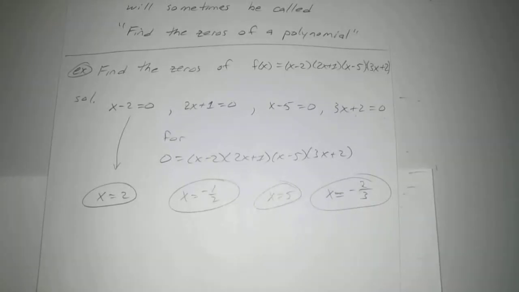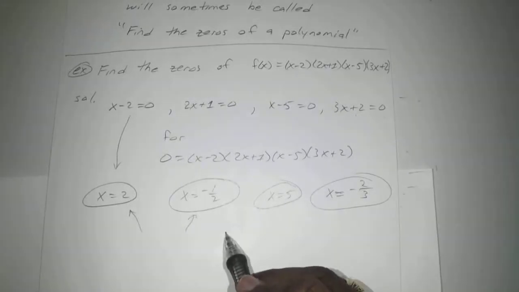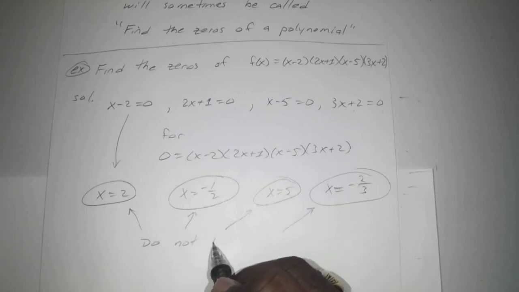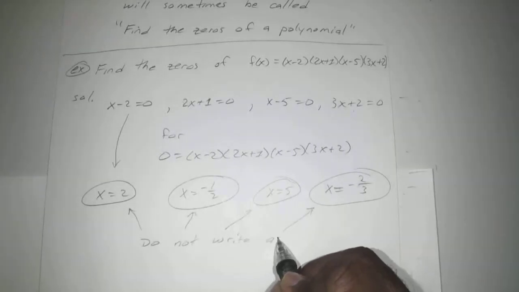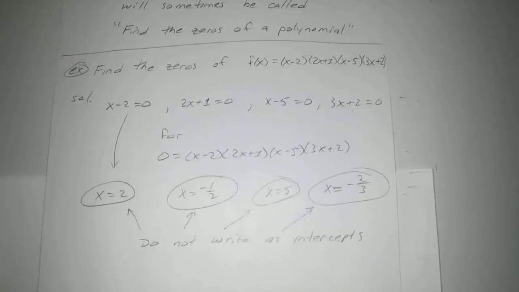Now the only difference is when they say find the zeros, you're going to leave it just like that. You're not going to put a specific point. Okay. So for those, you do not write as intercepts. Okay, so you would leave it just like that when they say find the zeros. Okay, any questions on this one? All right.